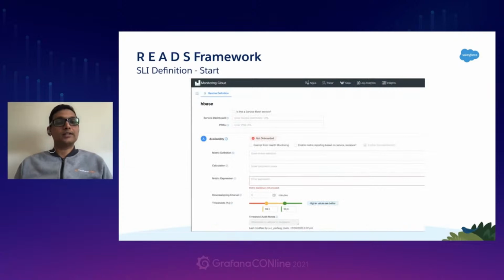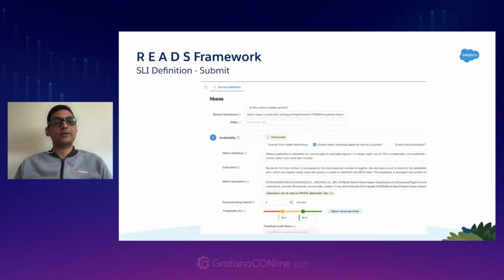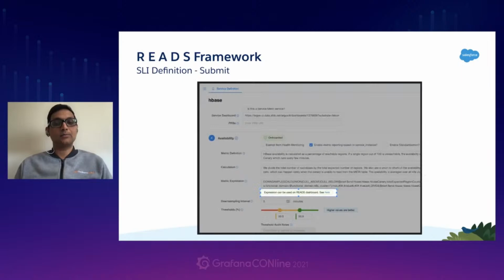Now, as they navigate to the service definition file, they see one section each for each of the SLIs, and that has metadata such as what the SLI means for them, and then how it's calculated, and what is the exact expression used to retrieve the metric data points from Argus system, and some thresholds that can help the service health be indicated in terms of red, green, orange on the Grafana dashboards. Now let's say the service owner filled all this data and submitted.